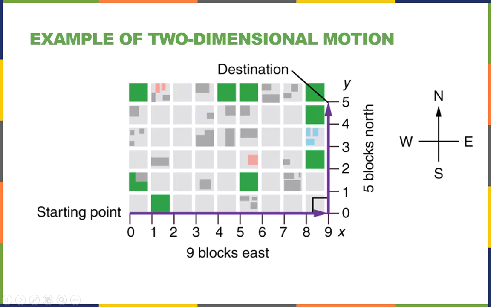So if you walked 9 blocks one way and 5 blocks the other, because those are perpendicular to each other, we can apply the Pythagorean theorem. The Pythagorean theorem only applies if you have perpendicular directions. And so I have to draw.